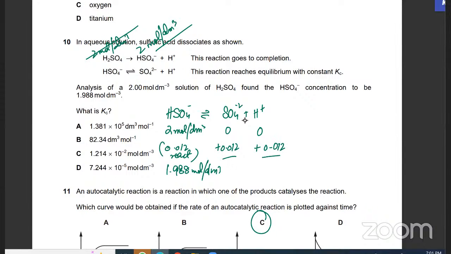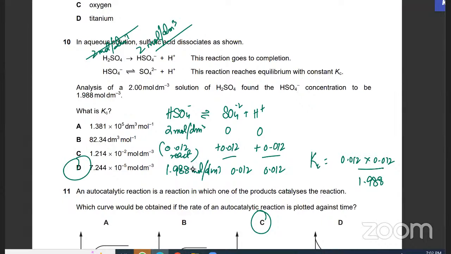So your final equilibrium moles would be 0.012 of this and 0.012 of this. So if you write the Kc expression now, it's going to be product concentration divided by the reactant concentration. It's going to be 0.012 times 0.012 divided by 1.988. That is D, sir. 7.22 times 10 to the minus 5.